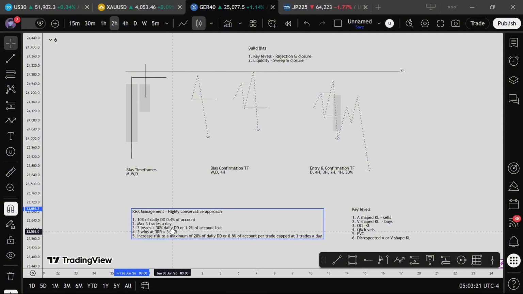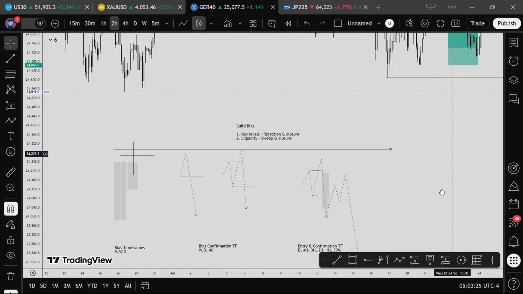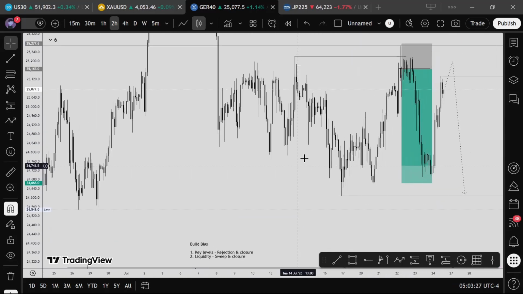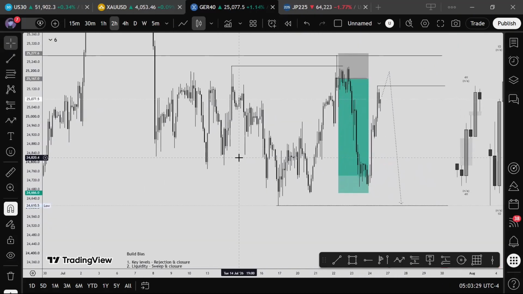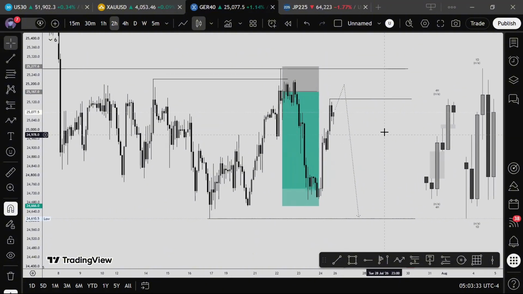Someone spoke about risk management and I just put something down, so we'll come back to that. So we can just go review a few of the trades that I took last week.